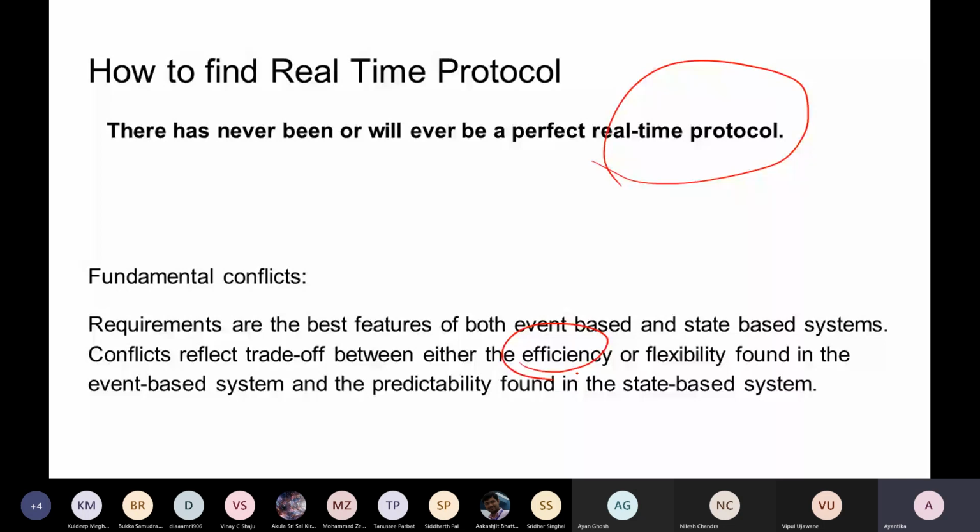State-based, it is very predictable. So somewhere you are getting efficiency, somewhere if you are going for predictability, you are losing the network efficiency. Whenever you are going for network efficiency, you are losing the predictability. So this is the main challenge when we are talking about embedded communication, that how can I get the real-time protocol? So whatever we do, it is obvious we will miss something.